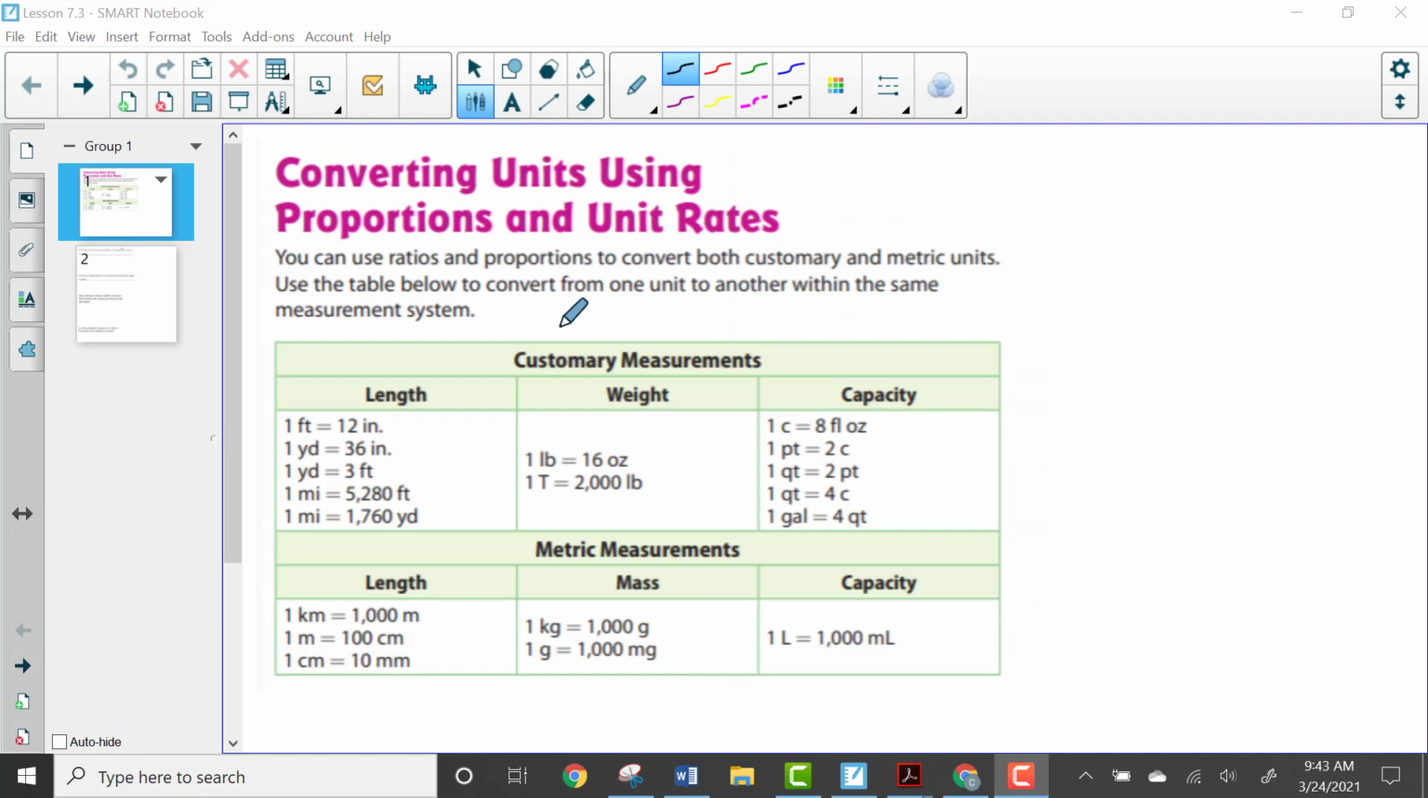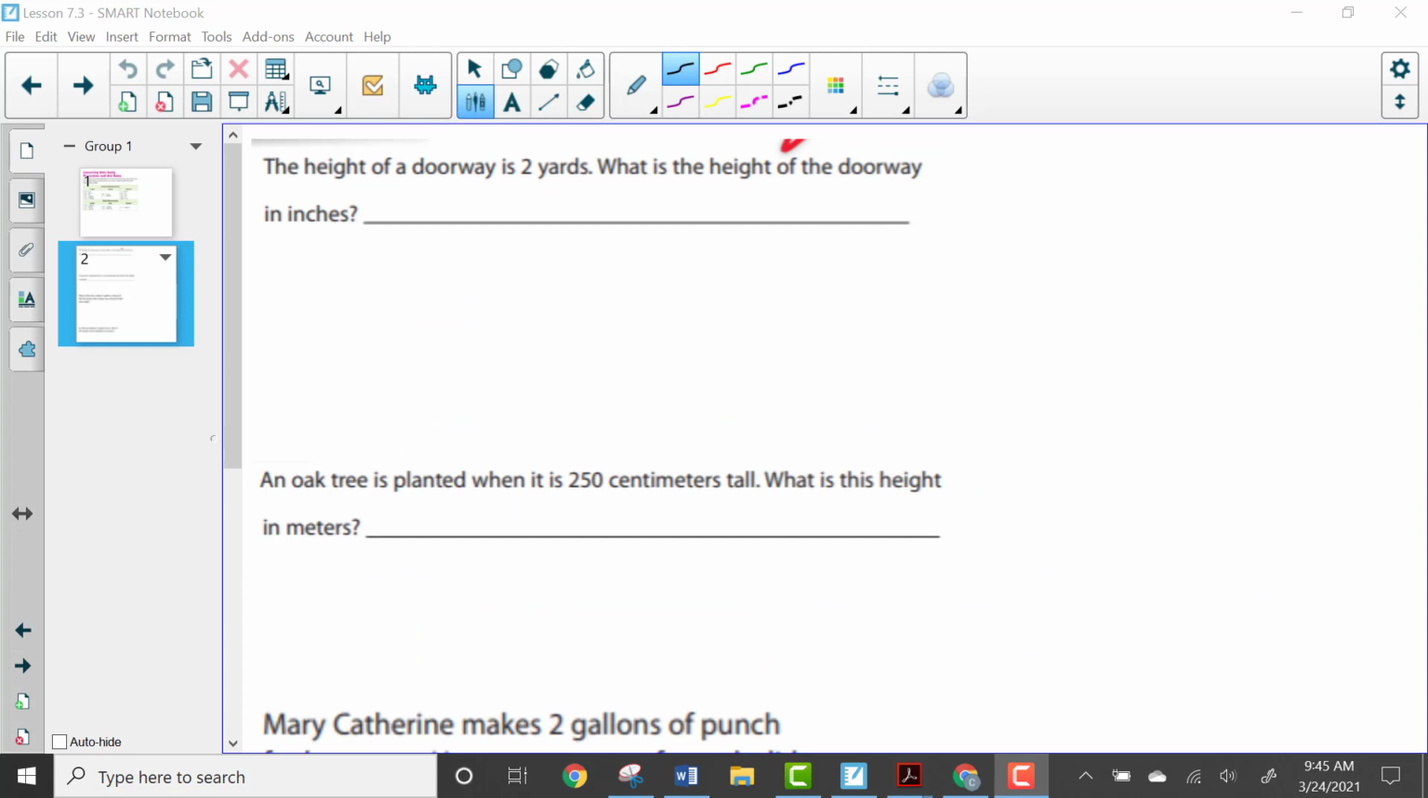So what we're going to be referring back to is this chart on page 186. It says you can use ratios and proportions to convert both customary and metric units. Use the table below to convert from one unit to another within the same measurement system. We're going to be referring back to this chart throughout the lesson today. Again, we're going to be using unit rates and proportions to solve these problems.